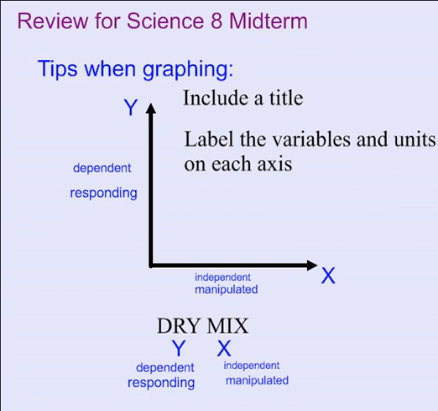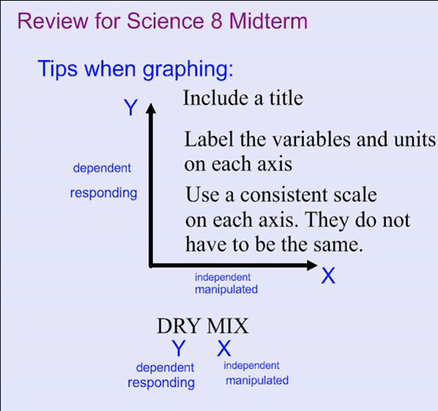Remember to always include a title with your graph. You need to label the variable and units on each axis and then create a scale. You're going to use a consistent scale on each axis. They do not have to be the same. You'll usually start with 0, and here we're going by 1s. You can also go by 2s, or 5s, or 10s, or whatever interval best fits your data. Again, the scale needs to be consistent.